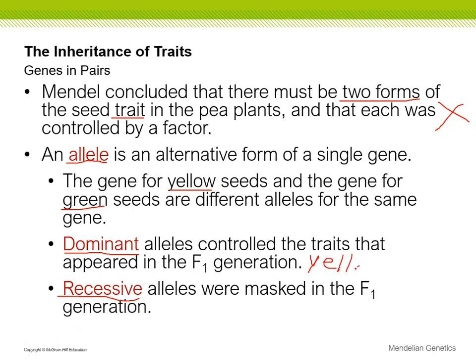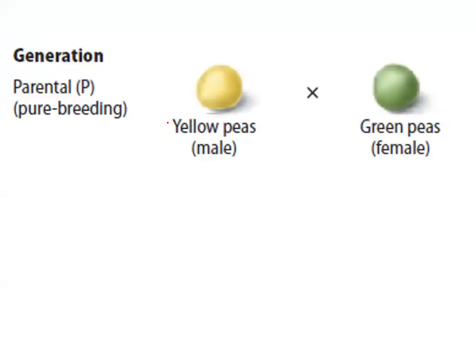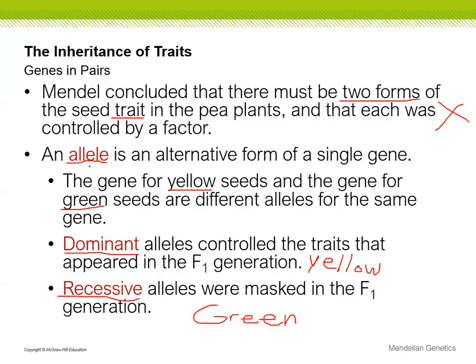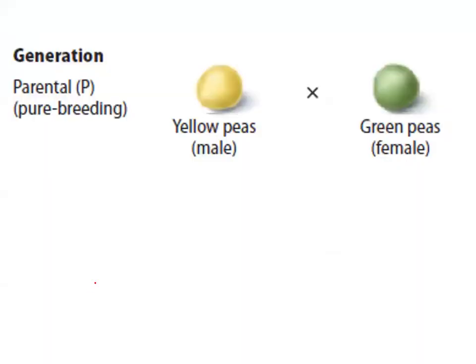That's dominant, think yellow, or recessive, think green. So I'm going back to this picture here. Right now, let's make sense of this. I have alleles, I have dominant, I have recessive. What the heck is all this?